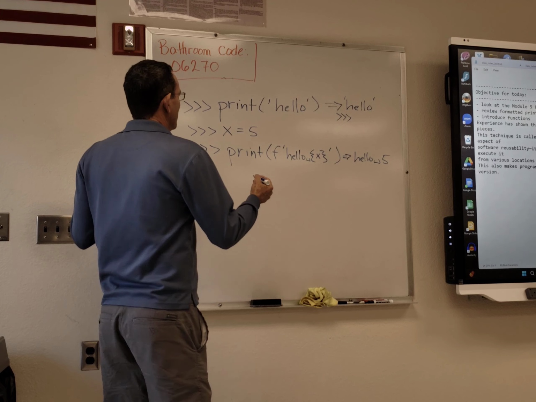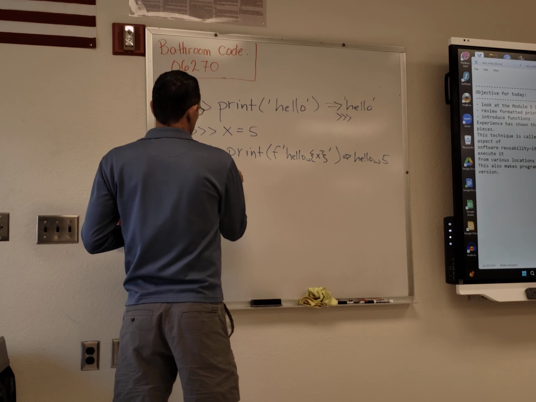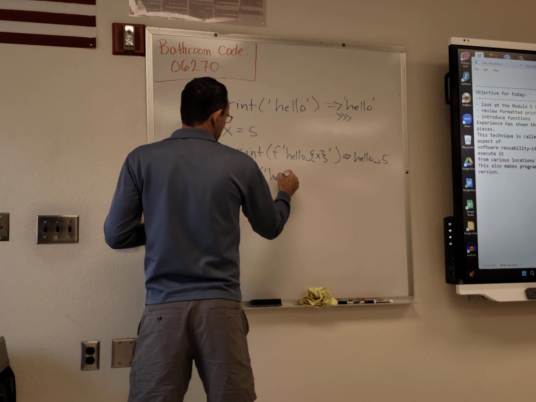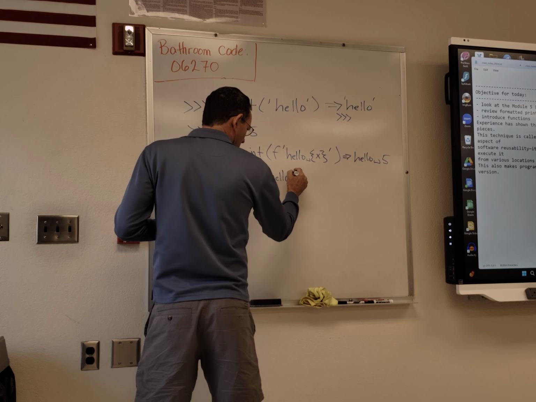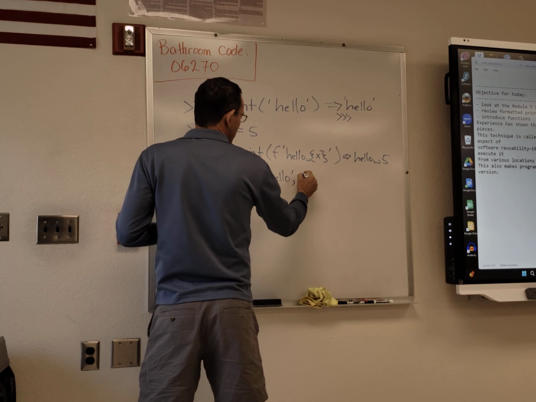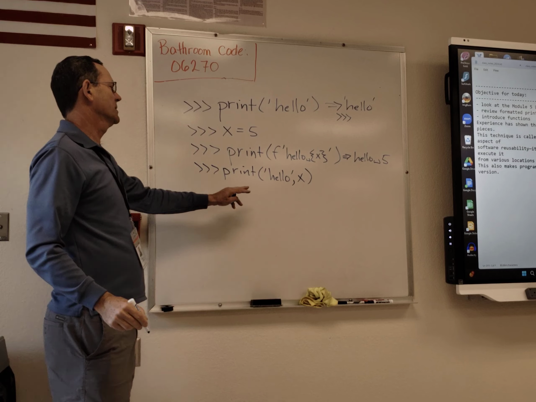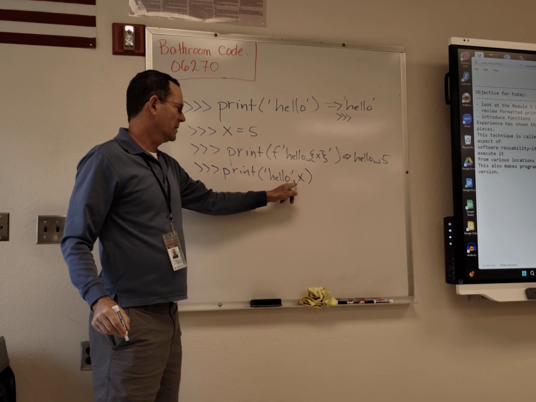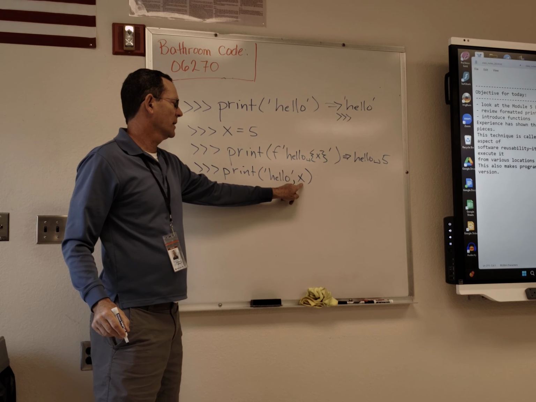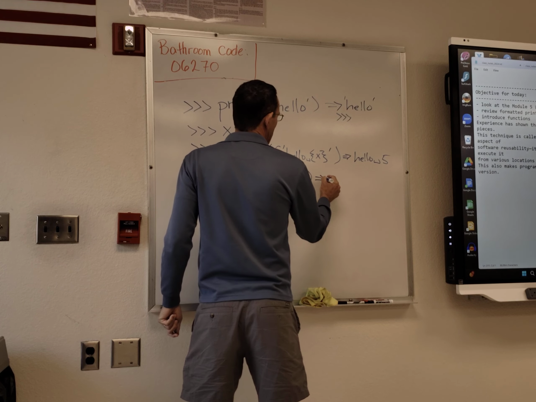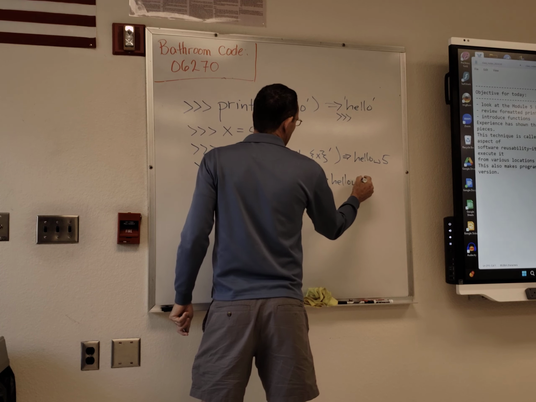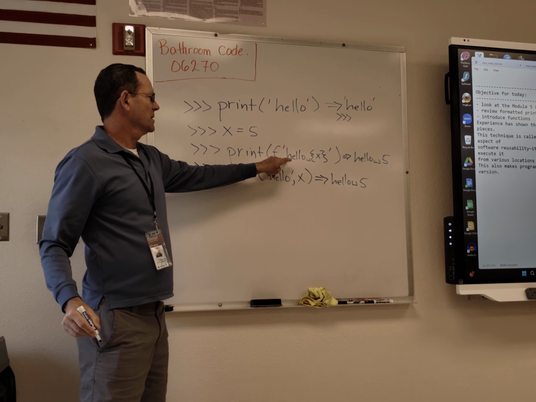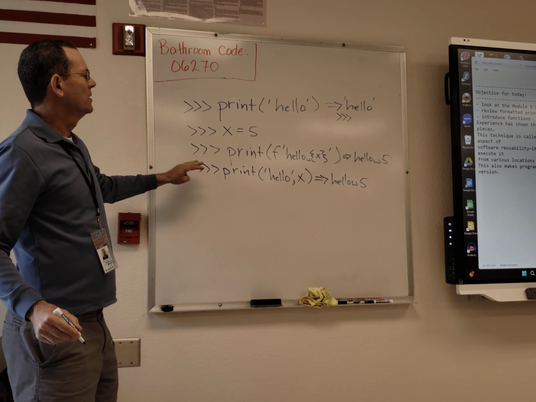Okay? The other way we could do this, which is the clunkier way, we could say print hello, and no space, and a comma, and we could print X. That would do the same thing. It prints out hello, and then automatically puts a space in, and then prints out the value of X. So this would print out the same thing. Hello, space, 5. But I like this method better because you can see exactly what you want, and then you can format that.